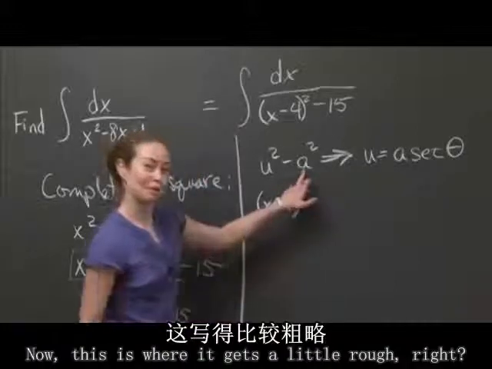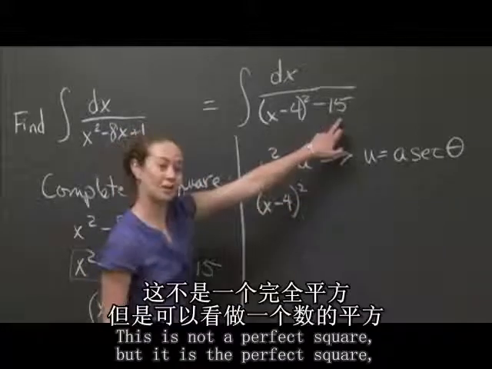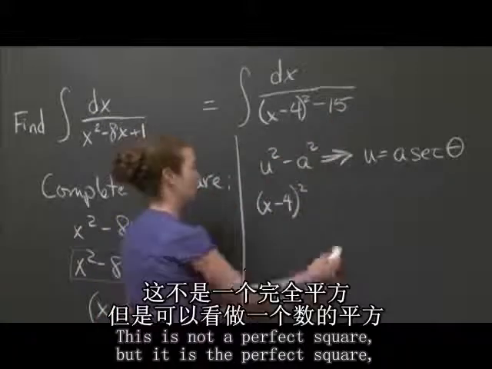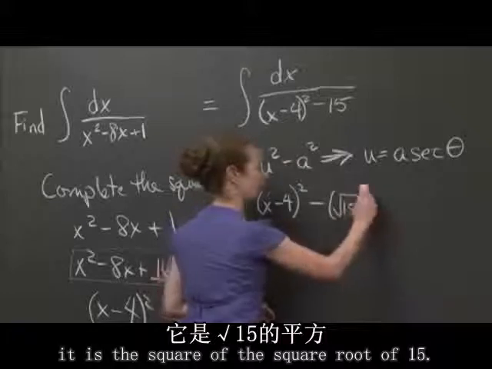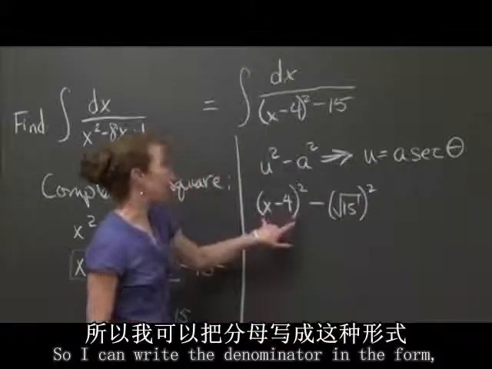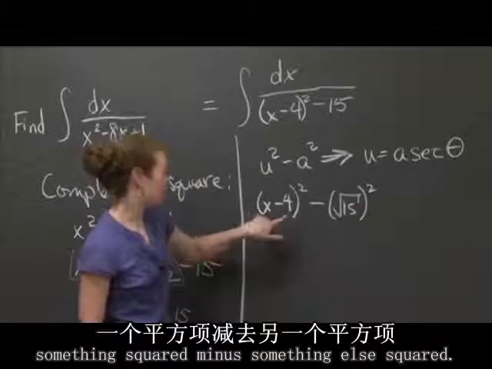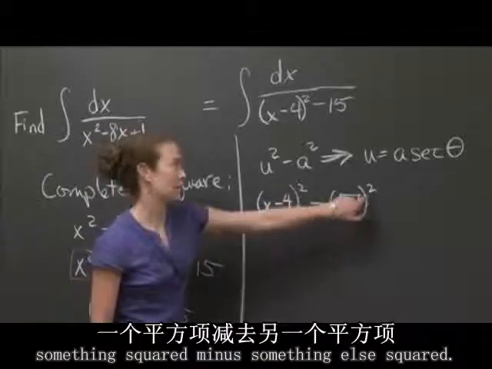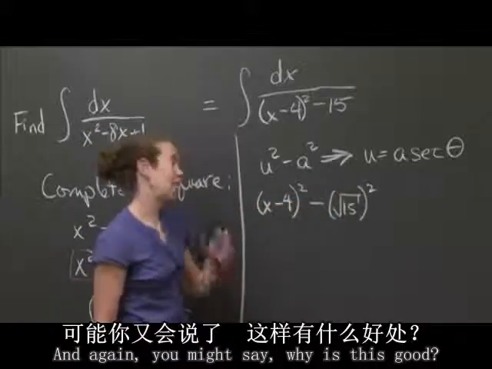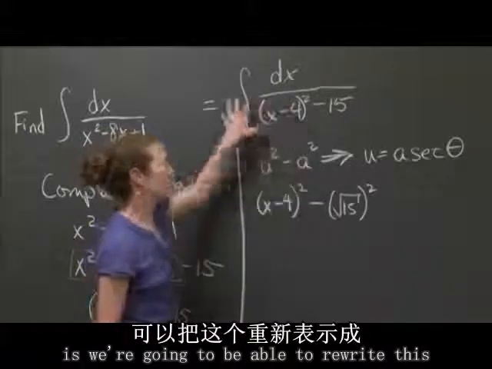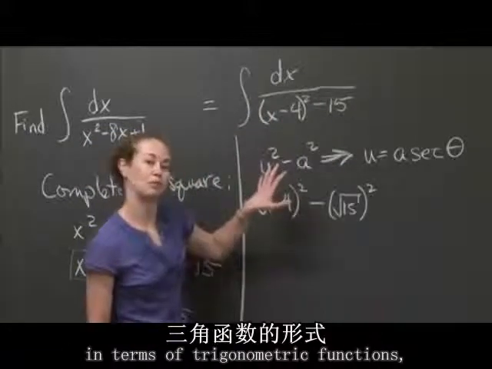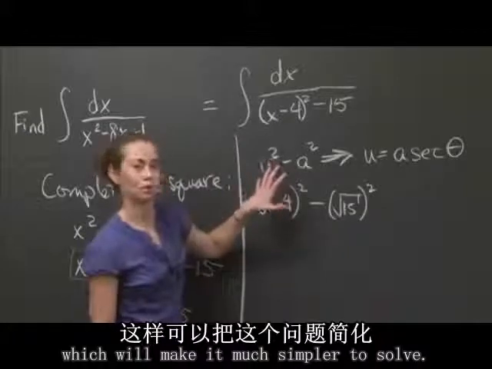Now this is where it gets a little rough, right? 15 is not a perfect square, but it is the square of the square root of 15. So I can write the denominator in the form something squared minus something else squared. And again, you might say, why is this good? Well, what we're going to be able to do is rewrite this in terms of trigonometric functions, which will make it much simpler to solve.